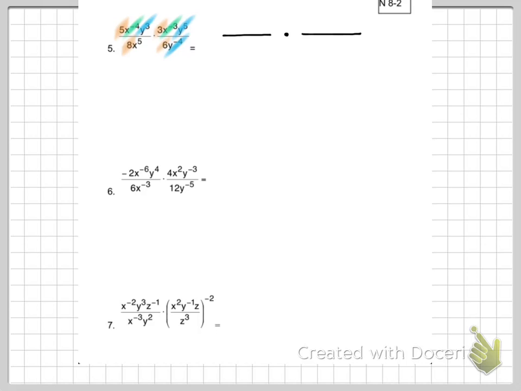3 times x to the negative 3rd, y to the 5th. 8 times x to the 5th. 6 times y to the 4th. Okay, so those are separate, those are things that are multiplied together.